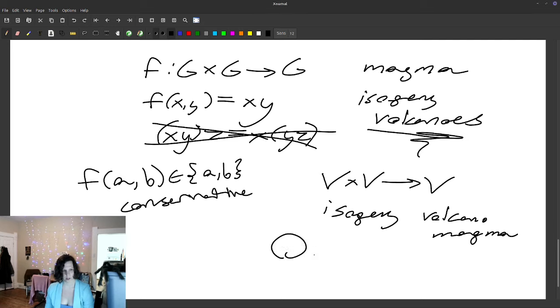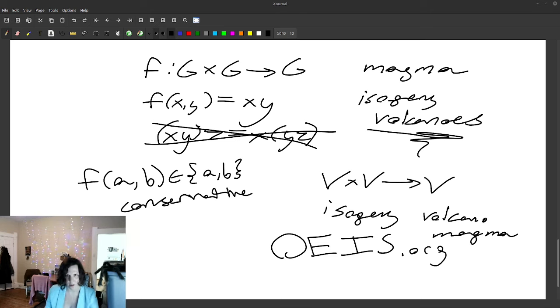And of course, the online encyclopedia of integer sequences is a really great place to check for any sequences that you're curious about, if they have them. So it's a really good encyclopedia. But actually, while I'm thinking of it, there's another really amusing paper that I will see if I can produce for you now.